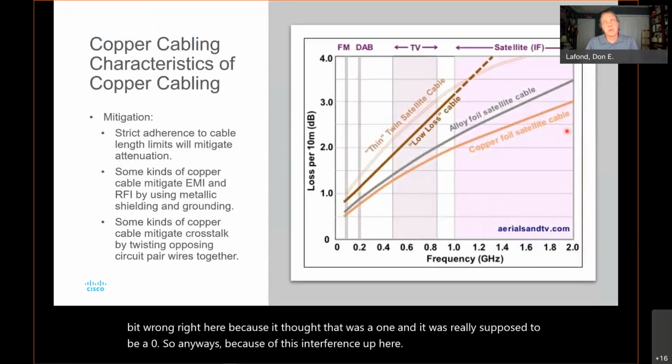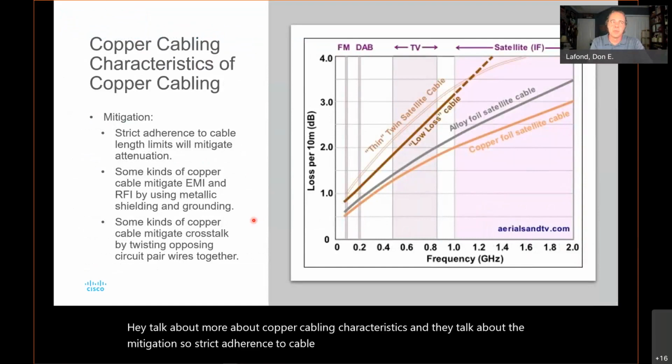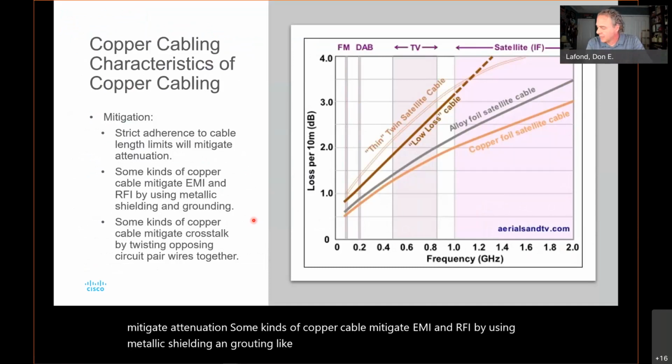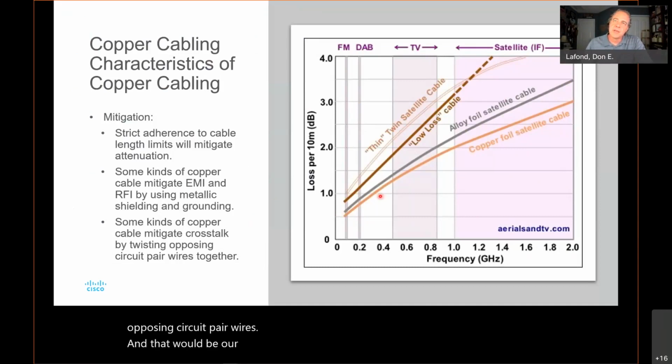They talk more about copper cabling characteristics, and they talk about the mitigation. Strict adherence to cable length limits, as I was talking about earlier, will mitigate attenuation. Some kinds of copper cable mitigate EMI and RFI by using metallic shielding and grounding, like your coax cable, for example. We'll see that in a minute. And some kinds of copper cable mitigate crosstalk by twisting the opposing circuit pair wires, and that would be our Ethernet cables.